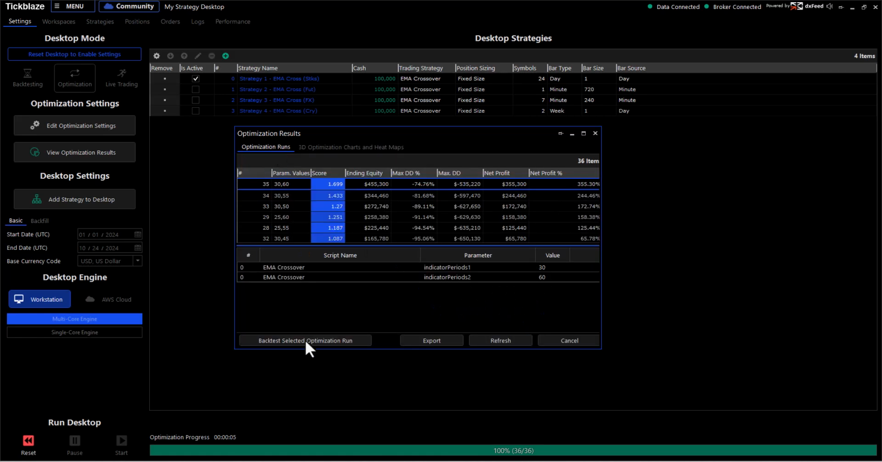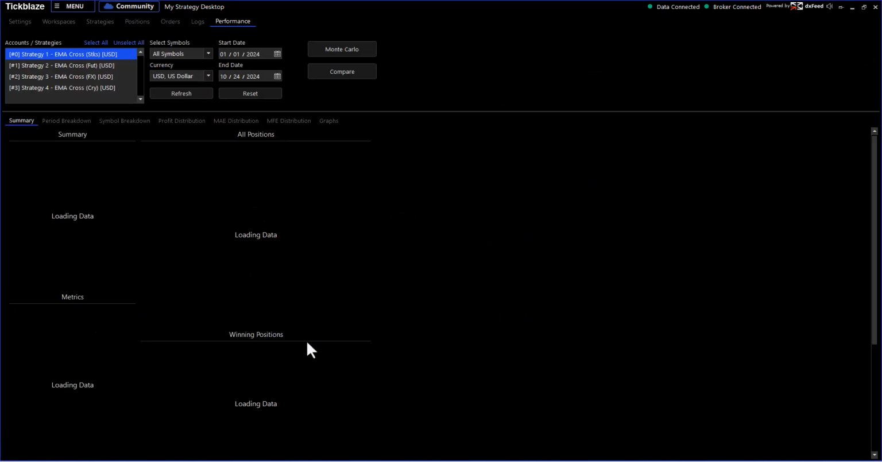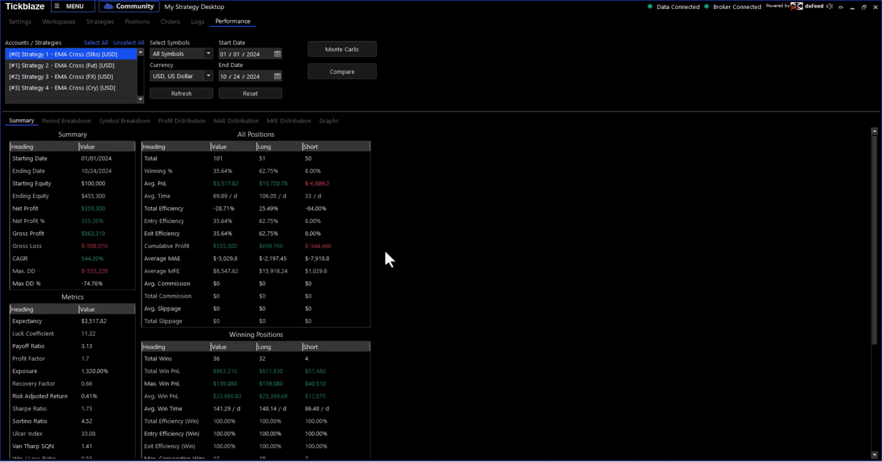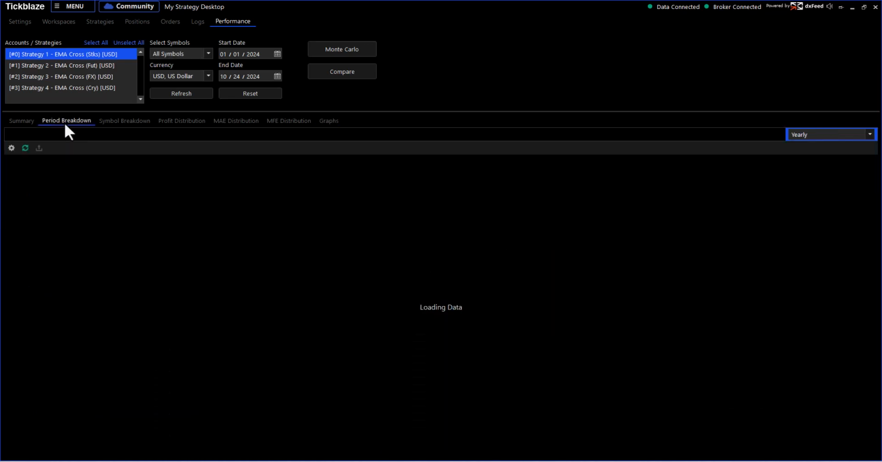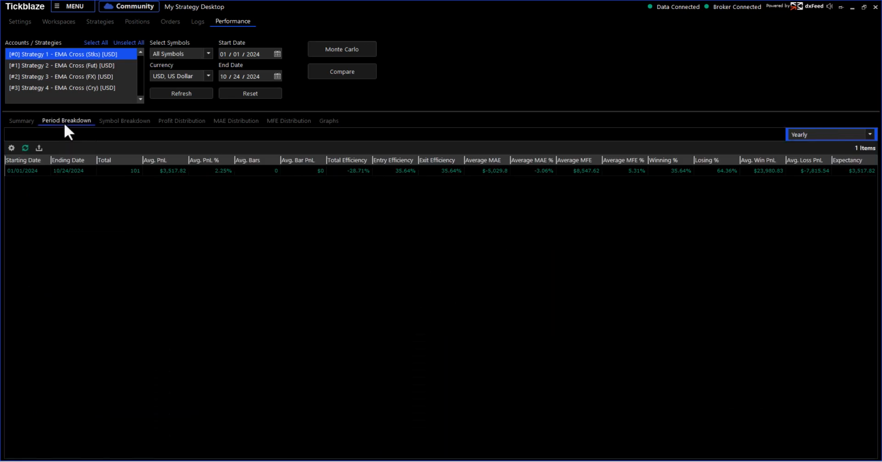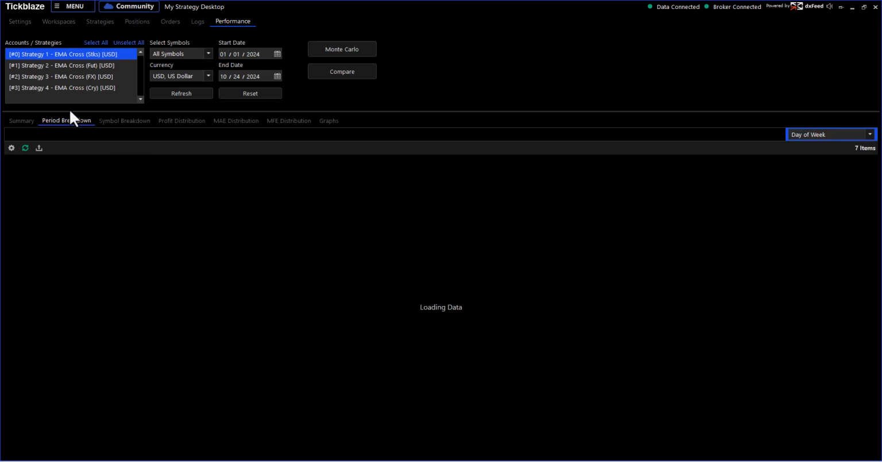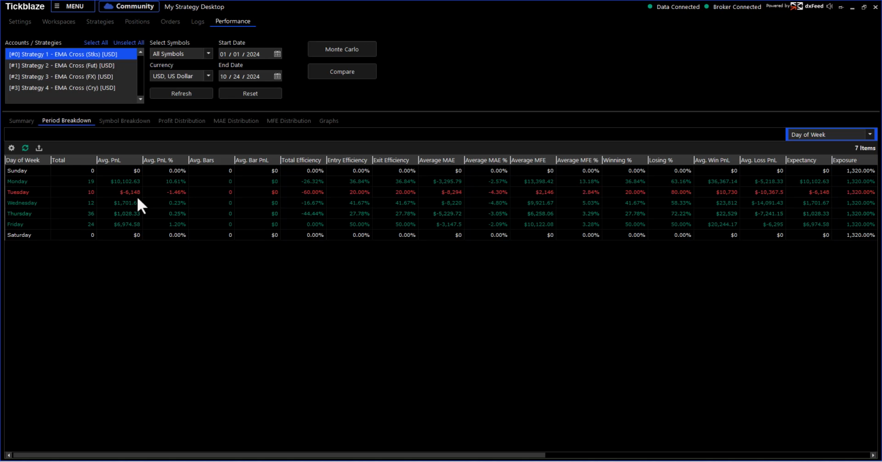So what we're going to do is run that backtest. It's going to populate, and it's going to show you the entire breakdown, knowing you've got the best parameters selected for that strategy. And then I can come in here and take a look at the graphs, and just determine what the period breakdown was for this, right? If I want to look at day of week, what day of week did I make the most money? You can see Tuesday wasn't doing so good.